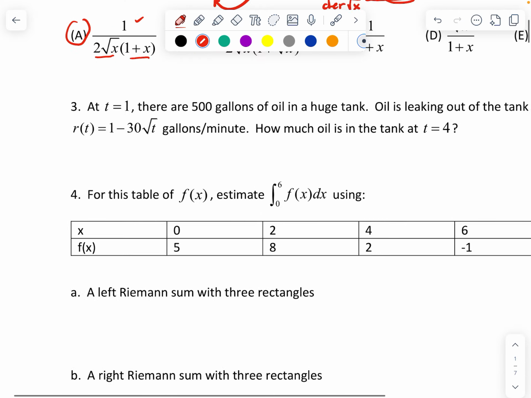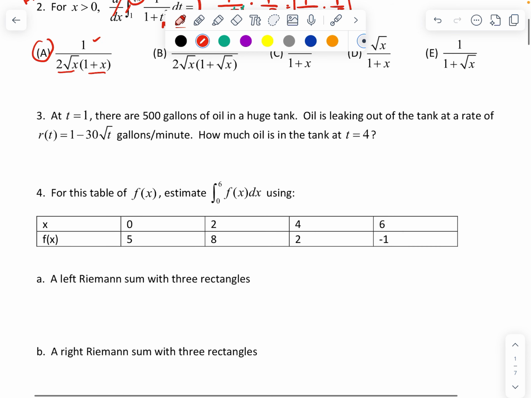Okay, let's look at number 3. So number 3, we've got time equals 1. There are 500 gallons of oil in a huge tank. So that means that f of 1 equals 500. So I've got myself an initial condition. Oil is leaking out of the tank at a rate of, okay, you guys remember rate just means derivative.